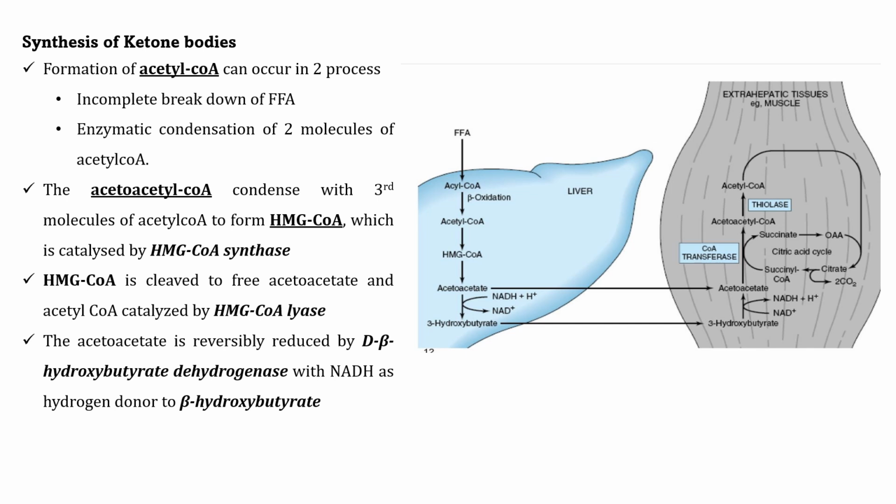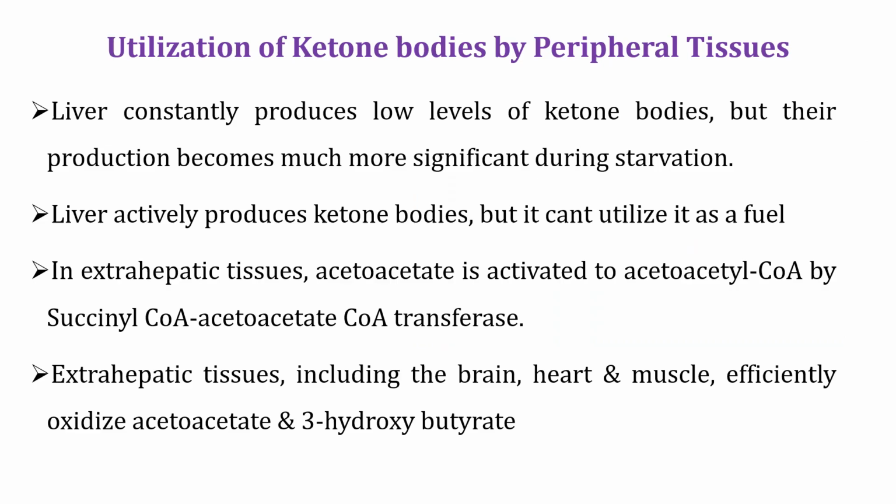This free acetoacetate is reversibly reduced by beta hydroxybutyrate dehydrogenase with the help of NADH, which is a hydrogen donor, so that beta hydroxybutyrate can accept the hydrogen. Acetoacetate can also be spontaneously decarboxylated to form acetone, the other component of ketone bodies. Beta hydroxybutyrate dehydrogenase is the main enzyme involved, and this enzyme is specific to the mitochondria.